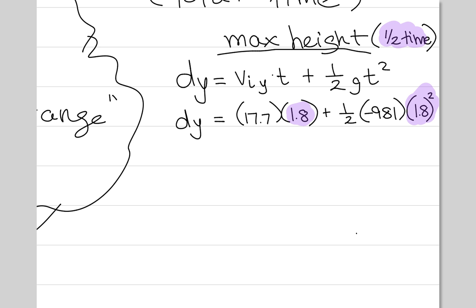Okay? And I end up getting 15.9 meters. Okay? And that's it, you guys. Finito. We're finished. Okay? So in your workbook, you can look at question 2. It's similar to what I did.